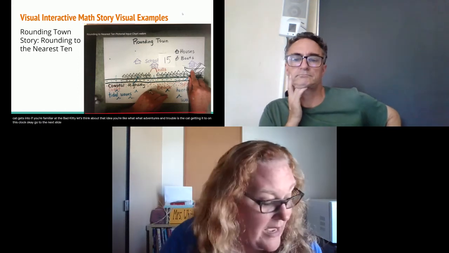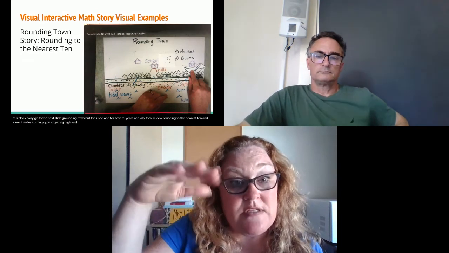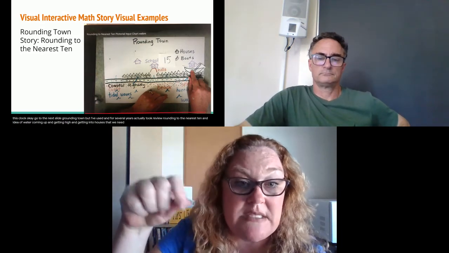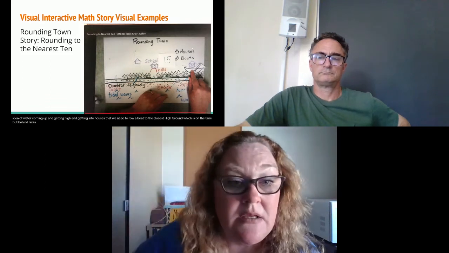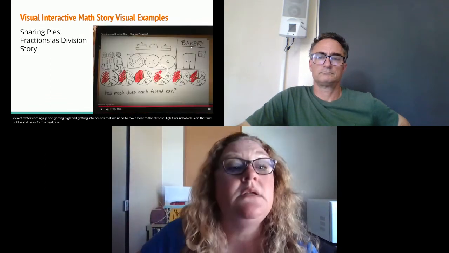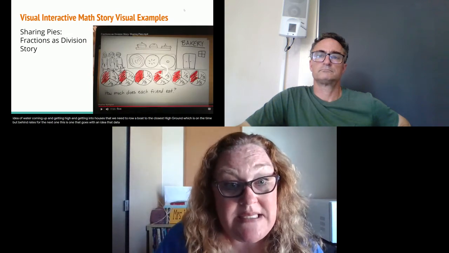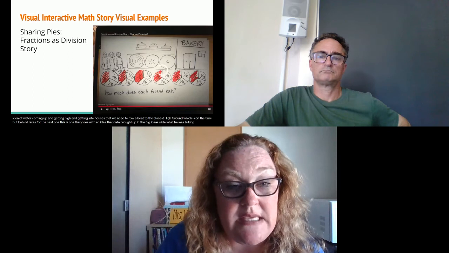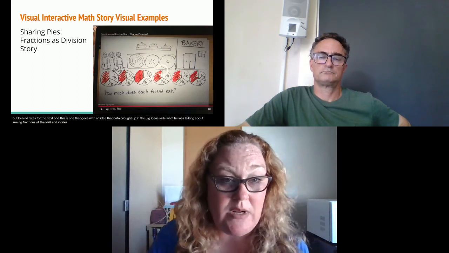Here's one that's called Rounding Town that I've used for several years, actually, to review rounding to the nearest 10, an idea of water coming up and getting high and getting into houses. So we need to row a boat to the closest high ground, which is on the 10s and the 100s. Okay, the next one. This is one that goes with an idea that David brought up in the big ideas slide when he was talking about seeing fractions as division stories. So David, did you want to talk about this one?